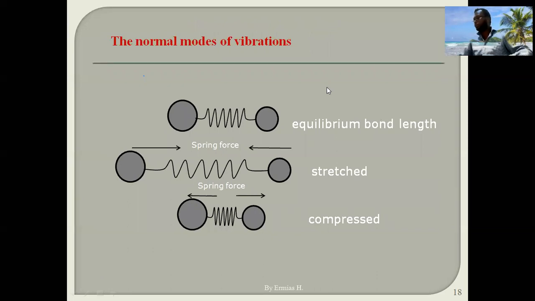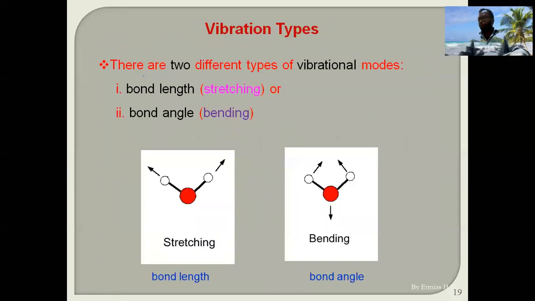So the normal modes of vibrations. As we have discussed before, when the light interacts with our samples, maybe our samples are stretched or compressed, just like a spring. This is a simple mode of the vibrations. So, vibrational types, or simply types of vibrations. There are two modes.